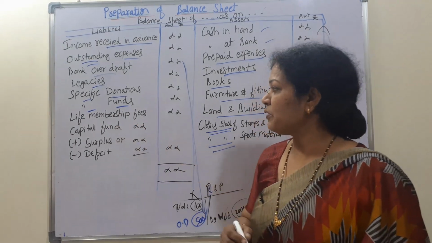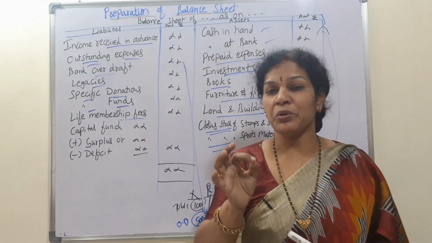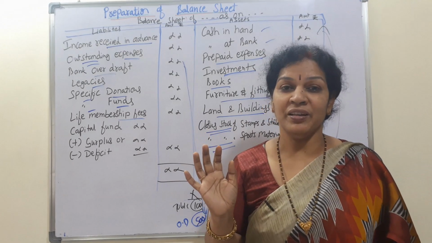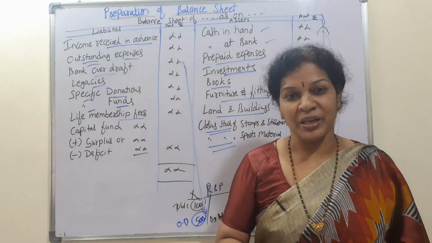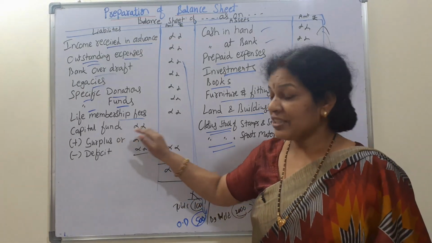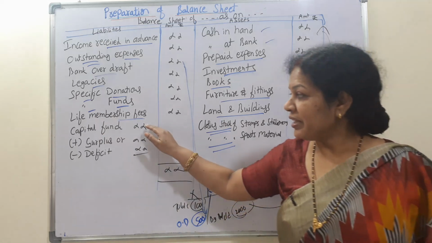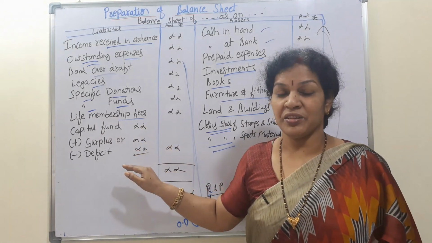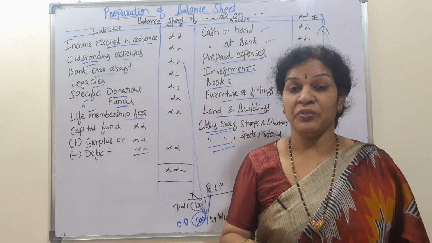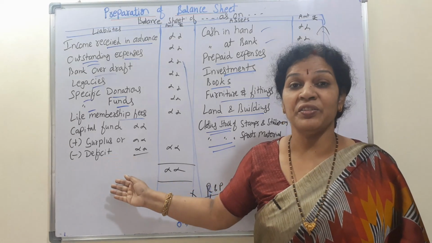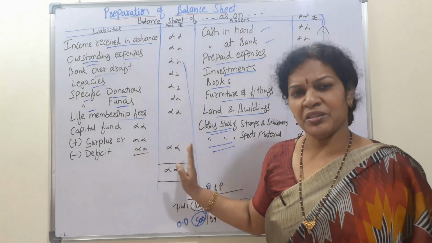Next, life membership fee. Life membership fee means we get it only one time. It is capital income. One time when we receive it, everything comes in the balance sheet liability. And in the same way, lastly, the capital fund will be given in the problem. To that capital, add the surplus or deduct the deficit. How do you get surplus and deficit? From the income and expenditure account. If you get a surplus, add. If you get a deficit, deduct it. Whatever you get, according to that you adjust it and write it over there.